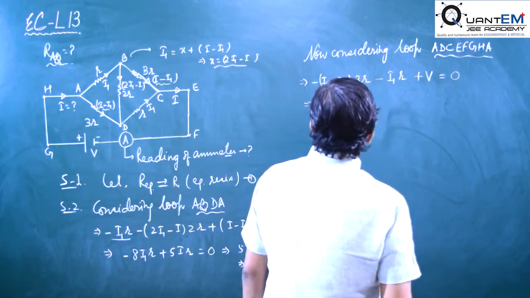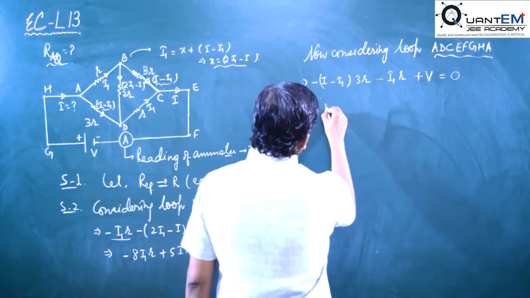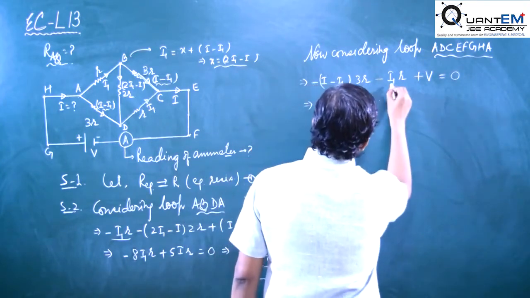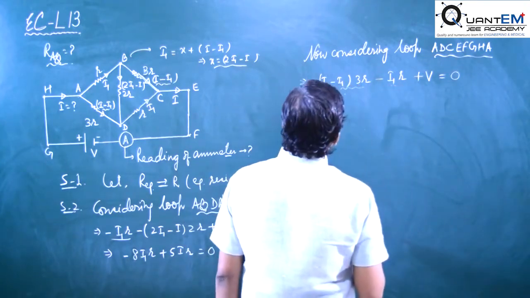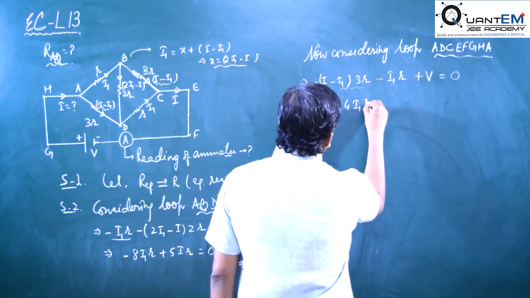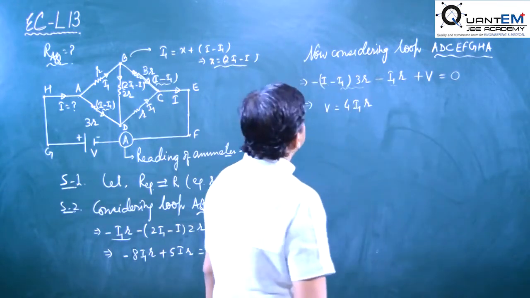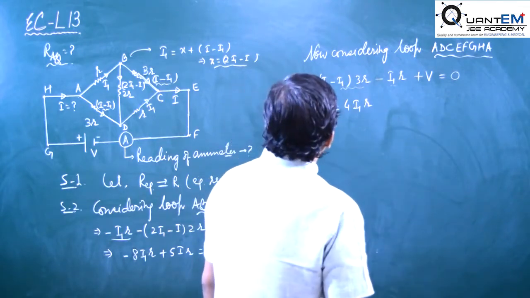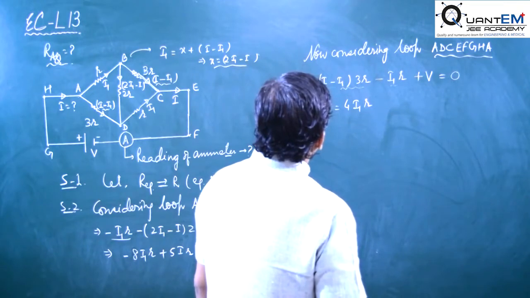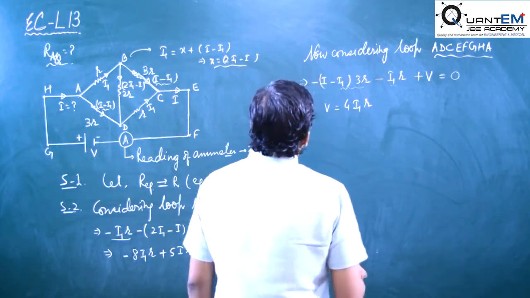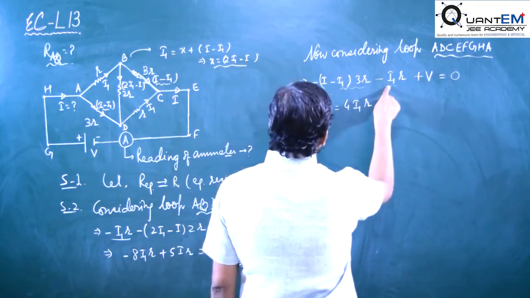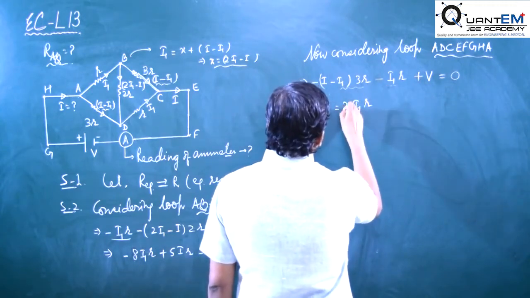V is equal to 3 I1R and I1R, that is 4 I1R. So V is equal to 4 I1R, taken right side. Okay, and the other result we have, it is 3 I1R positive and minus I1R, that is 2 I1R.